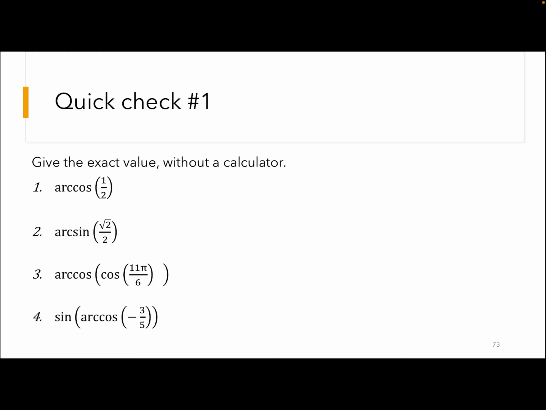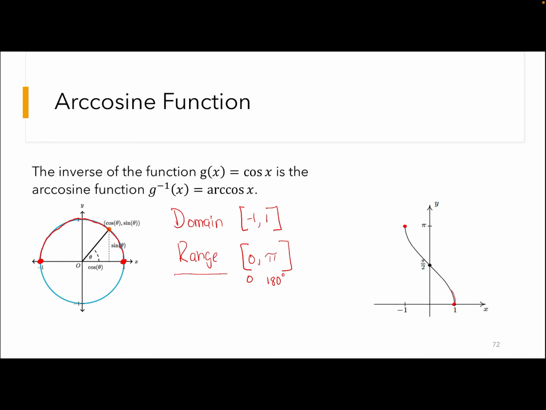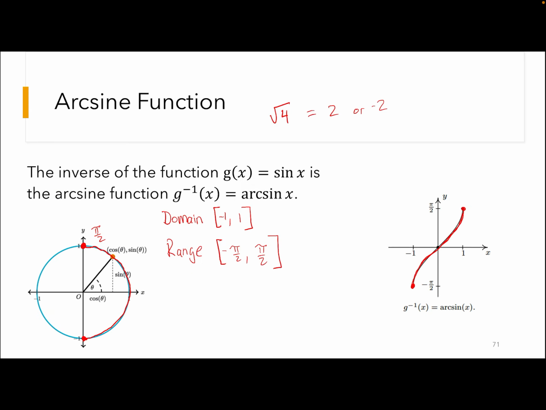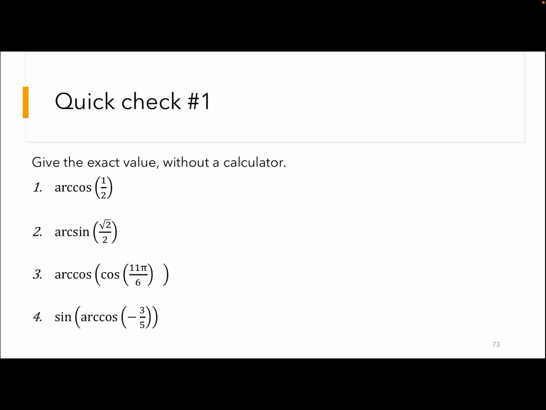And now we have a quick check. Remember that the arc sine or arc cosine functions answer the question, what angle has this cosine value or sine value? And again, right now we want to give our answers on the interval 0 to pi for cosine, or negative pi over 2 to pi over 2 for sine.